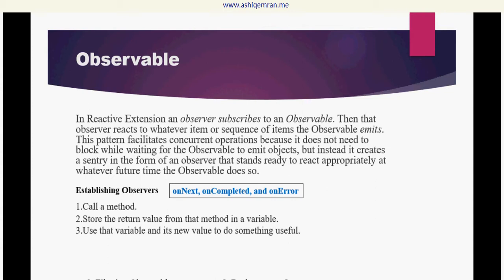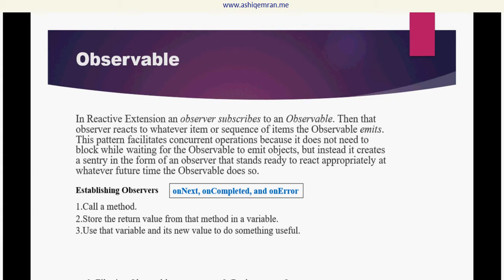This pattern facilitates concurrent operation because it doesn't need to block while waiting for the observable to emit objects, but instead it creates a sentry in the form of an observer that stands ready to react appropriately at whatever future time the observable does so. So when we need to establish any observer, we need these things: on next, on completed, and on error.